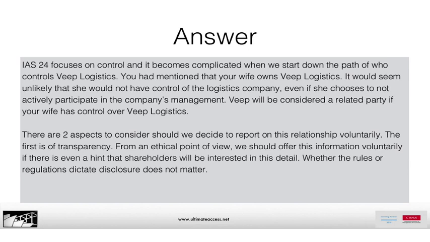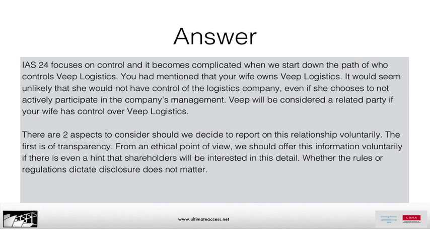IAS 24 focuses on control, and it becomes complicated when we start down the path of who controls Veep Logistics. You had mentioned that your wife owns Veep Logistics. It would seem unlikely that she would not have control of the logistics company, even if she chooses not to actively participate in the company's management. Veep will be considered a related party if your wife has control over Veep Logistics.